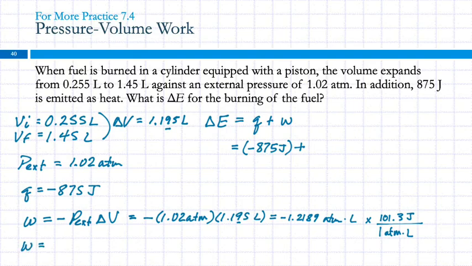So the work is equal to negative 1.2189 times 101.3, negative 123.47, I lost track of my sig figs, 3 sig figs, joules. And we can double check our sign there. The volume expands against an external pressure, so the gas is doing work on the surroundings, so W should be negative, and it is.